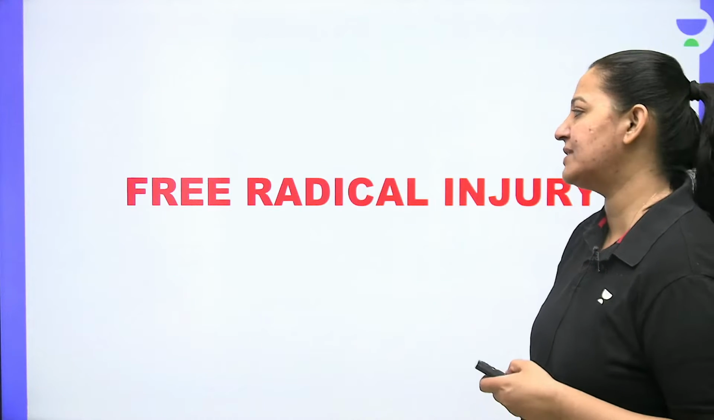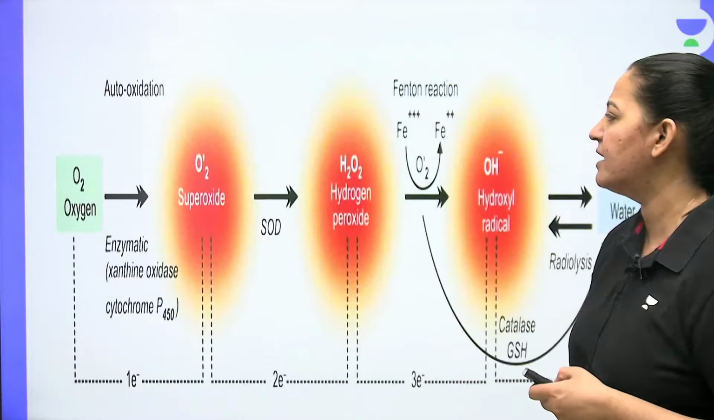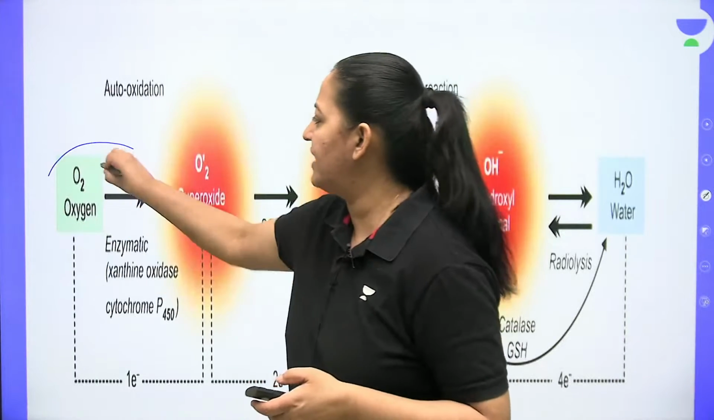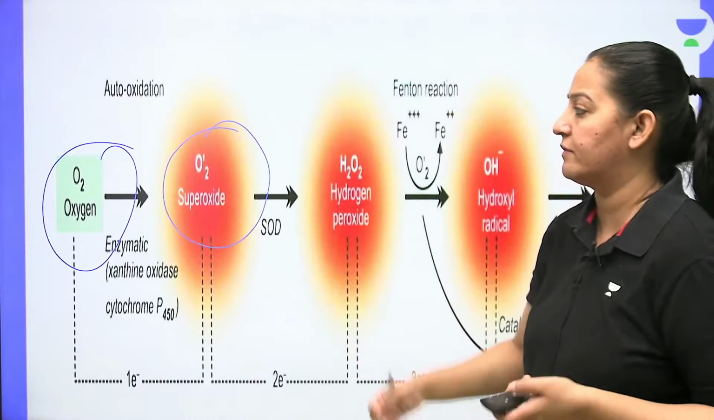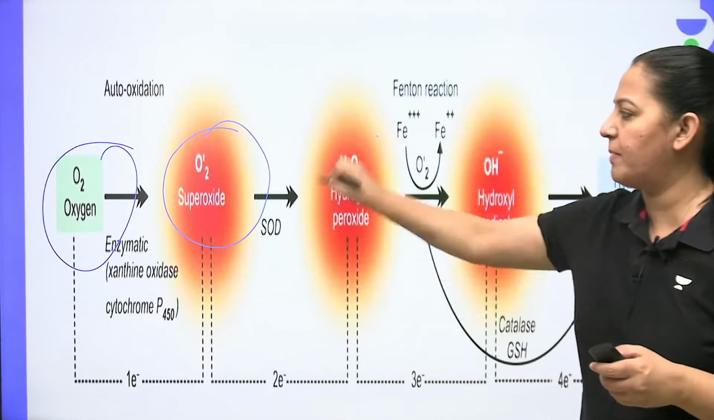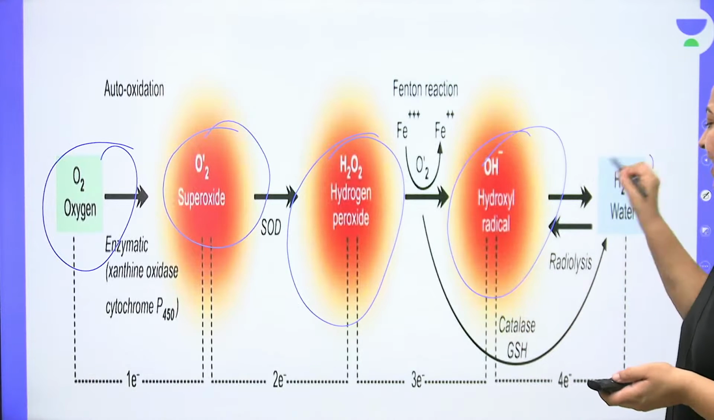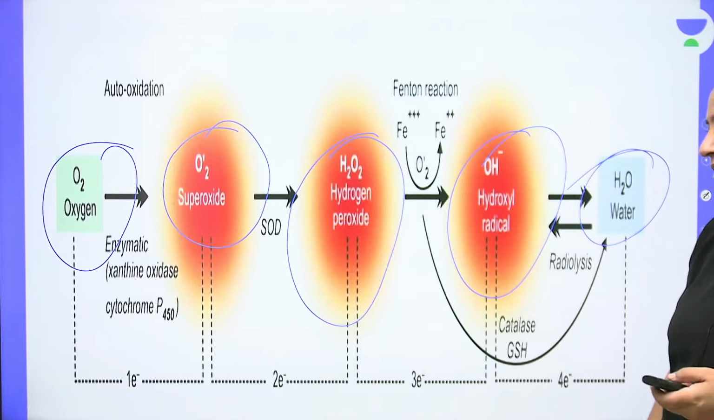Give me a thumbs up. So these are the three free radicals. You can see here how they are formed. The same diagram is drawn here. First oxygen gets converted to superoxide, O2 negative. Then superoxide gets converted to hydrogen peroxide, H2O2. And then H2O2 gets converted to OH negative, hydroxyl ion, and finally water is formed. This is how it takes place.